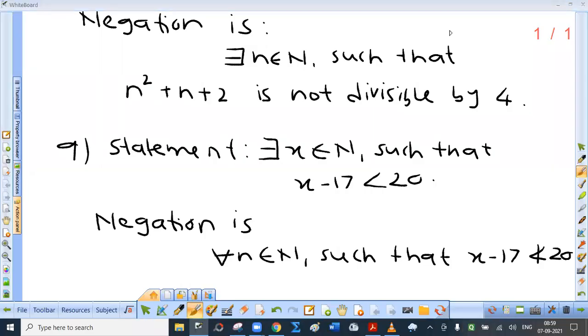Ninth one, the given statement is there exists at least one x belonging to n such that x minus 17 less than 20. Negation is, for all x belonging to n, x minus 17 is not less than 20, or you may say x minus 17 greater than or equal to 20.